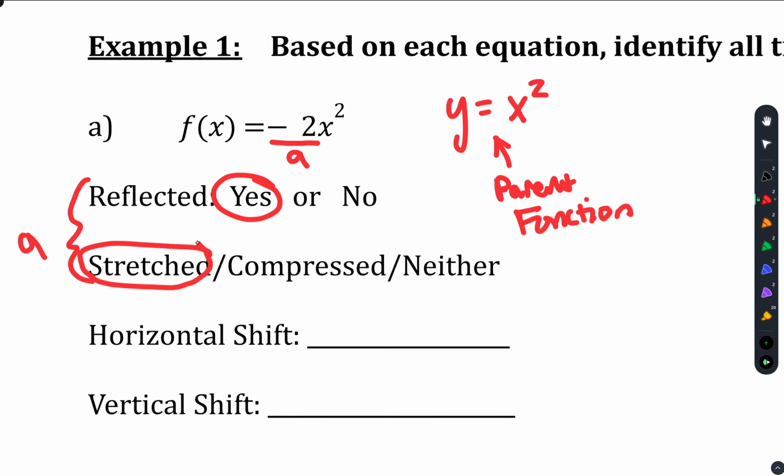Then I look at the rest of my equation. Is there anything immediately after the x? That would be a horizontal shift, h. I don't have anything, so I can write none. And then is there anything after that squared? Also don't have anything there. That would be a k value. I have none. Any questions on that? Okay, let's move on to the next one.